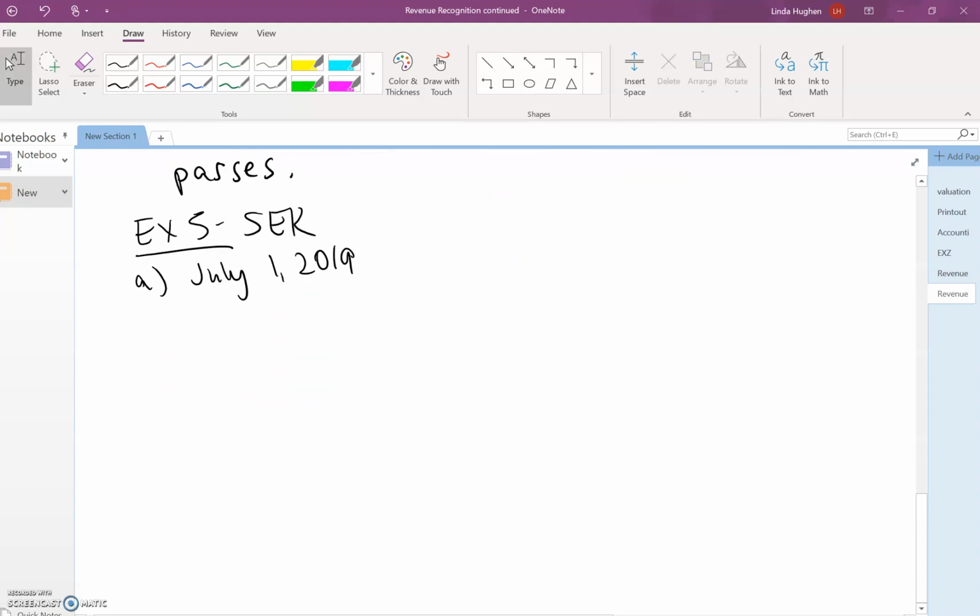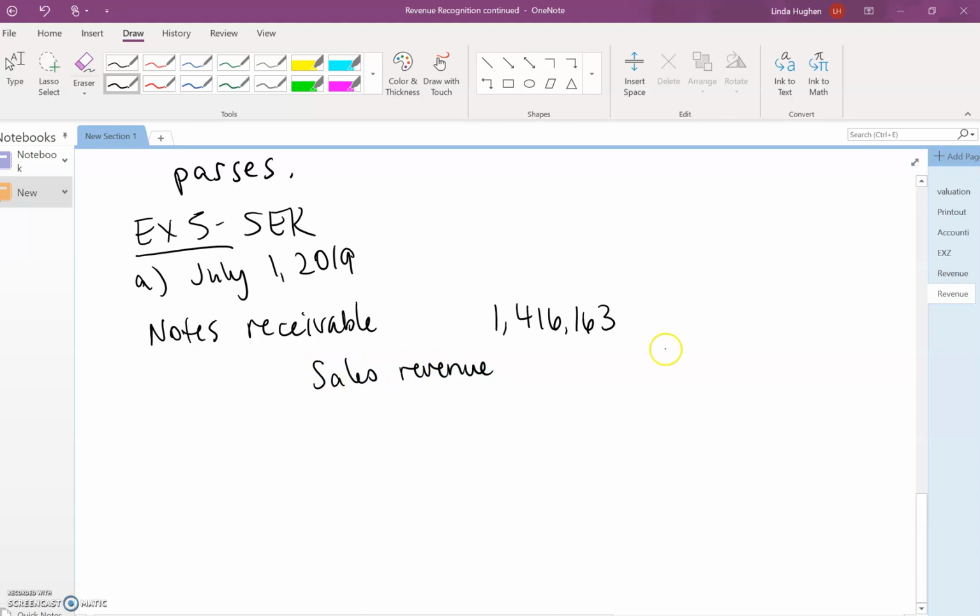So what is that right to receive? SEK has the right to receive 1.416 million in the future. What do we call that? If you said accounts receivable, you're very close. It's a more formal amount, which includes interest, which is a notes receivable. This would be considered a 0 interest-bearing note receivable. We record the sales revenue for the 900,000.